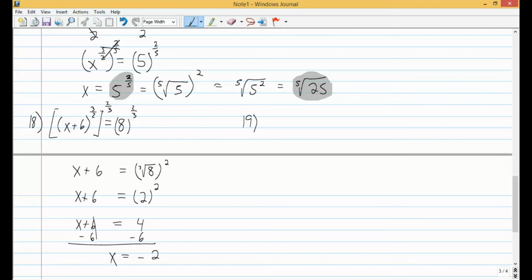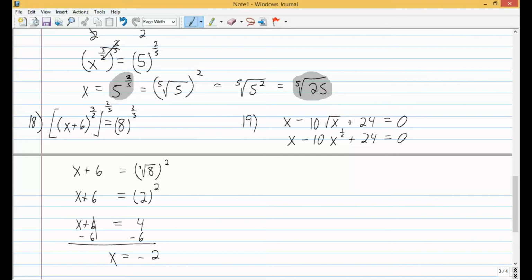Number 19. Solve by making the appropriate substitution. x minus 10 times the square root of x plus 24 equals 0. So remember, if you have a square root in your problem, that's the same as the 1/2 power.